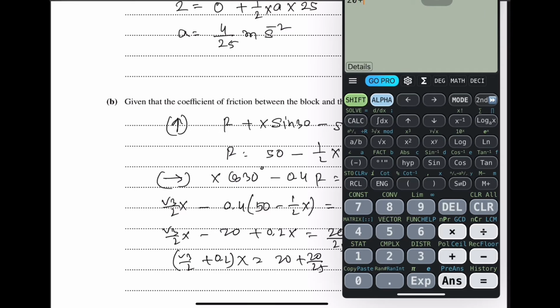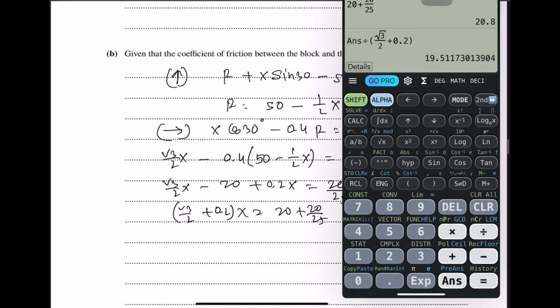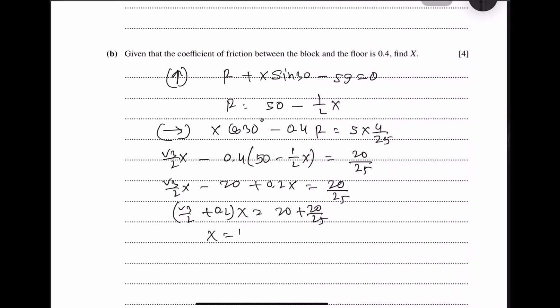Now if we simplify this, 20 plus 20 by 25, divided by (root 3 by 2 plus 0.2), close the bracket, equals 19.5. So x is 19.5 Newton, obviously. Answer is in 3 significant figures.